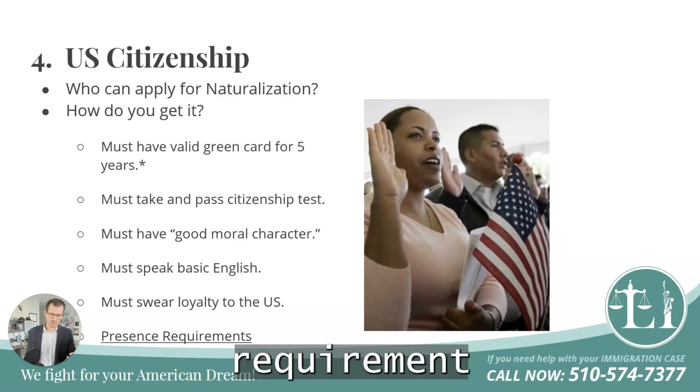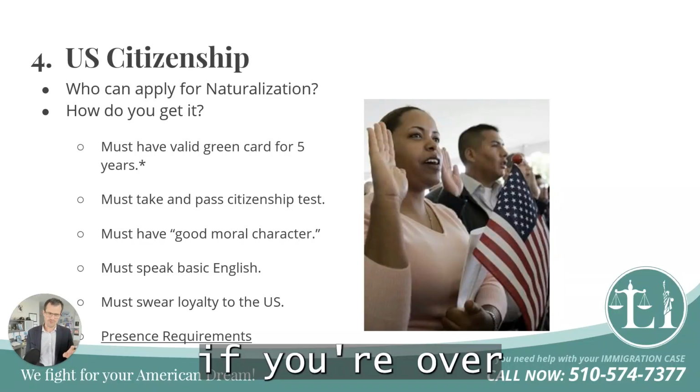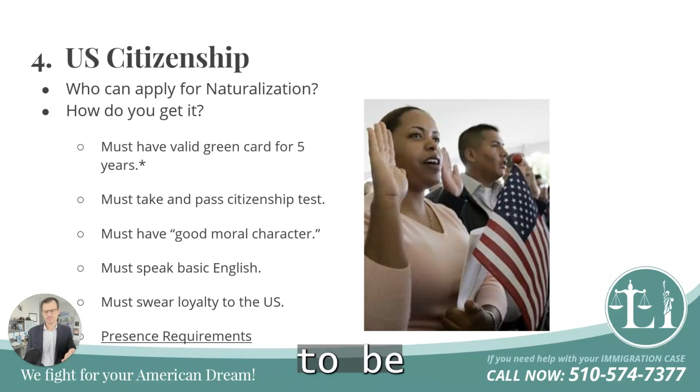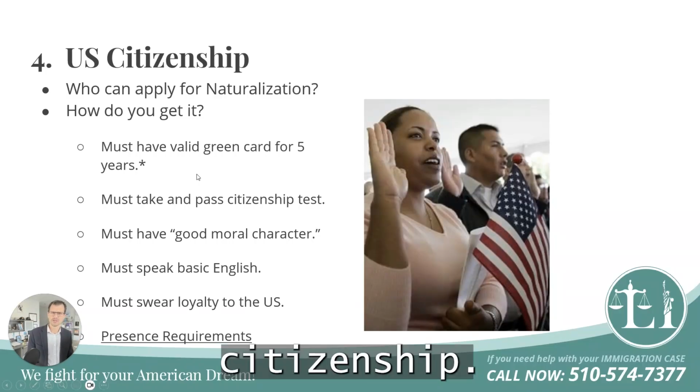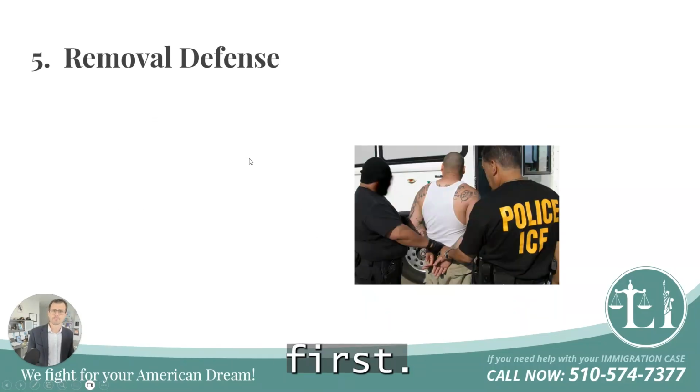There are some exceptions to that requirement as well. If you're over 55 and you've had 15 years with a green card, or over 50 and you've had 20 years with your green card, you can avoid the English language requirement. You have to be willing to swear loyalty to the United States, and you have to have certain amounts of physical presence in the United States. Typically, at least half of your 5 or 3 year period must have been physically present, and the best case scenario is you don't have any exits longer than 180 days. That's how to win citizenship. That's a big option for certain people. But again, you've got to win a green card first.